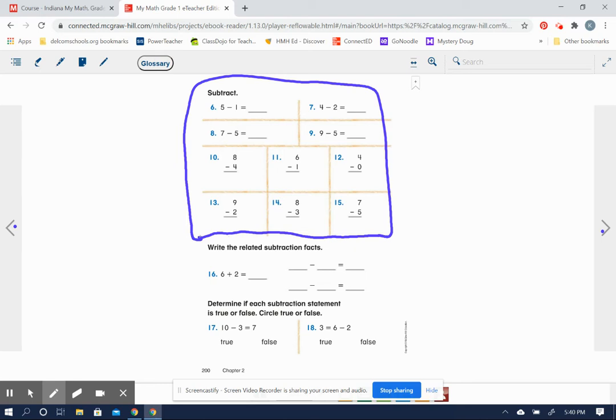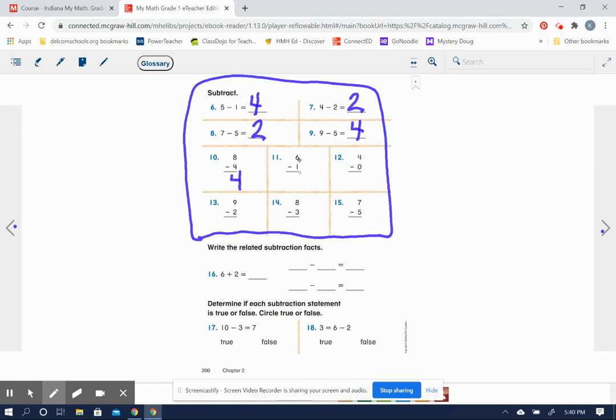Okay, I hope now you have all of the answers, and we're just going to go through these pretty quickly and check your work. 5 minus 1 equals 4. Good. 4 minus 2 equals 2. 7 minus 5 equals 2. 9 minus 5 equals 4. Okay, now 8 minus 4 equals 4.